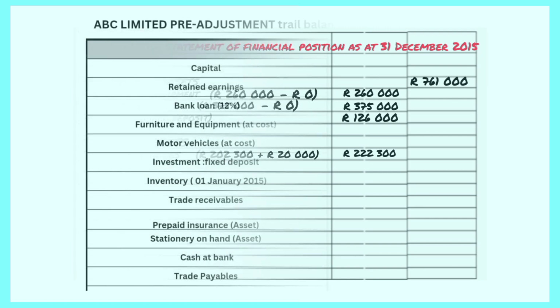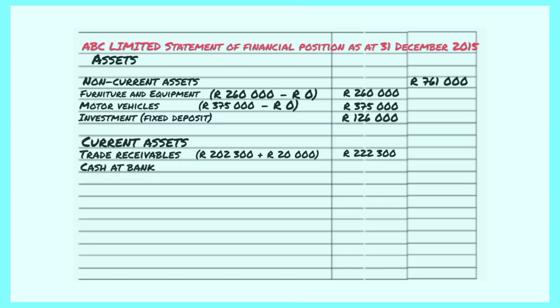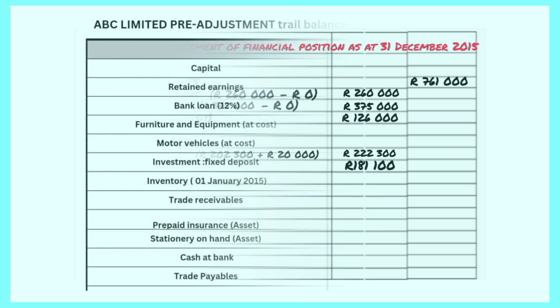We then have cash at bank of 181,100. No information on this, so write down bank 181,100. Here on the trial balance, no any other current assets.